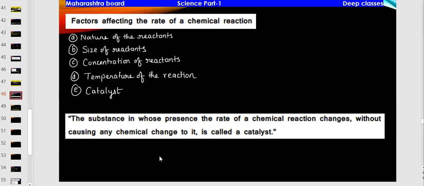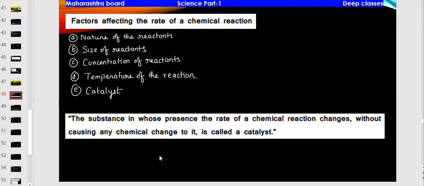So here the first point says the nature of the reactant. Whatever the nature of the reactant you are using for the reaction to take place, it might give you a different product for a different nature of the reactant. Whatever element you use, the nature of that element is important here. Also, the size of the reactant. Sometimes we use the reactant as a powder, sometimes as a crystal, sometimes in the form of a solution. So it will give a different product, or there may be some changes in it. Not different as much, but there may be some changes.